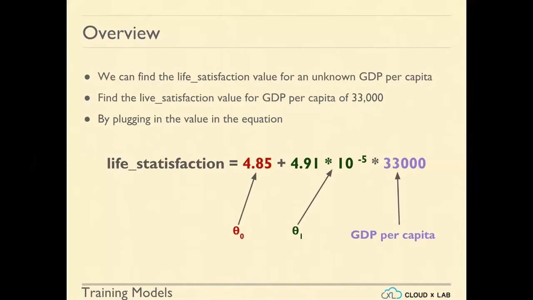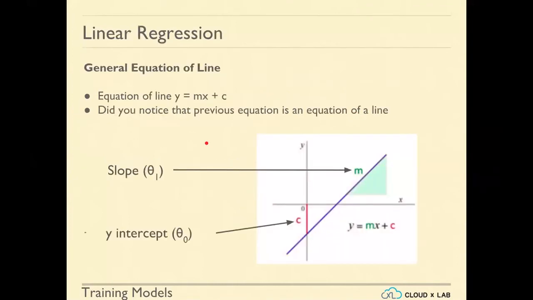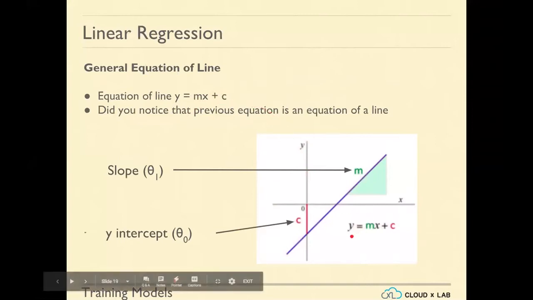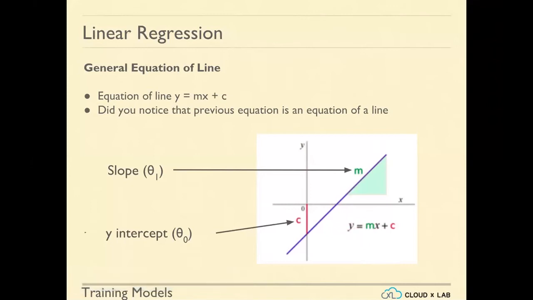So we can find the life satisfaction value of unknown GDP per capita if we find θ0 and θ1. So given the GDP per capita, we can predict the values. Perfect. This is the general equation of a line that we have already studied. So we used to represent a line like this, y equals mx plus c, and y is the result of multiplying. So wherever we had this proportional relationship, we said y is a linear function of x, we always would put it this way.